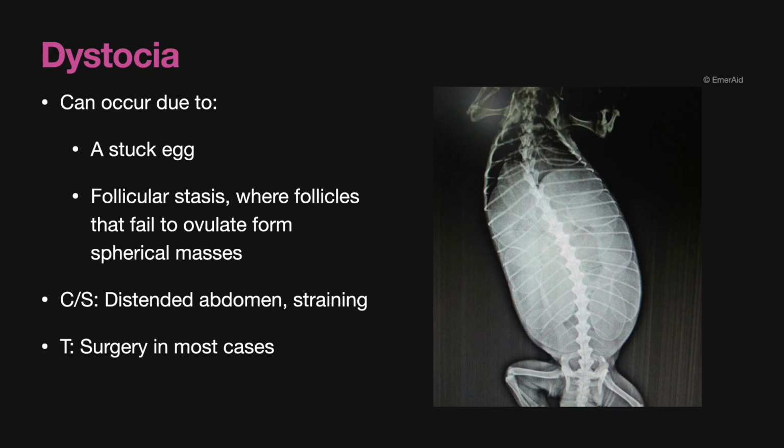Dystocia can occur due to a stuck egg or follicular stasis, which is where egg follicles have failed to ovulate and form a large mass. Clinical signs include a distended abdomen and straining. It typically requires surgery to treat in most cases.